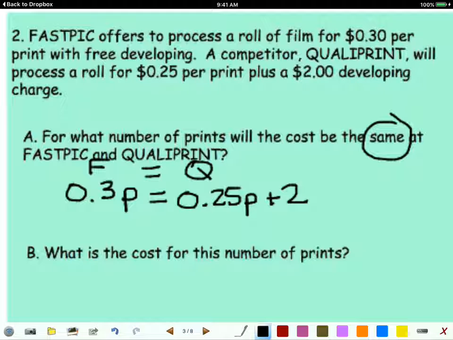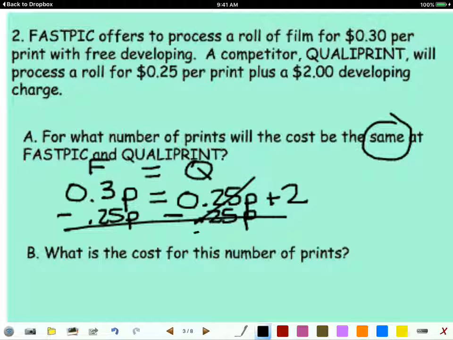So we're going to solve this. Well, we have variables on both sides. We need to get rid of either the 0.3P or the 0.25P. I would suggest the 0.25P. That way we still have something left on that side. How can we get rid of the 0.25P? Subtract. We want to get rid of the entire term, so we add or subtract.